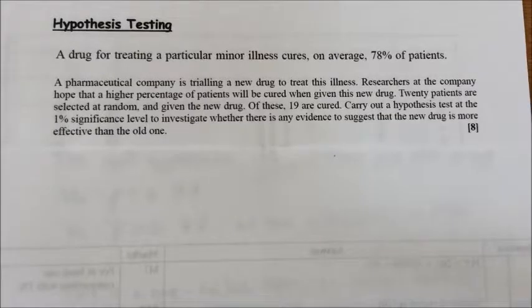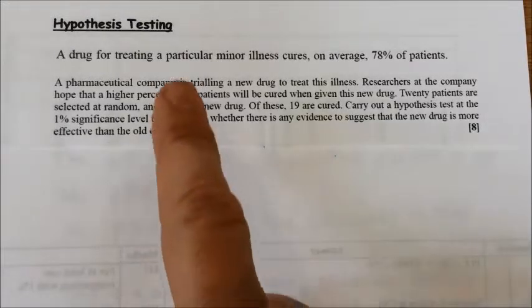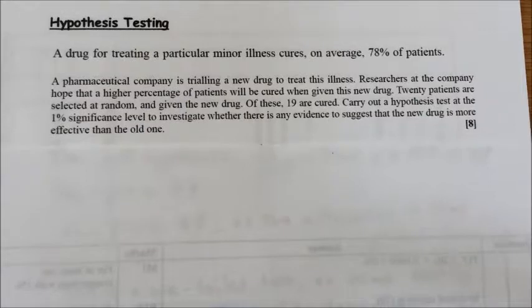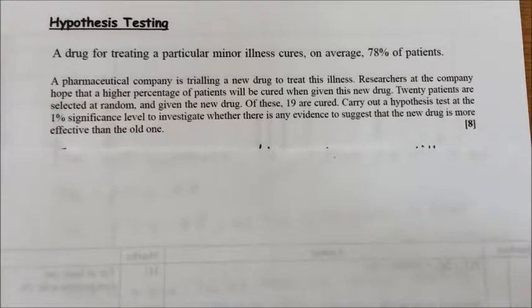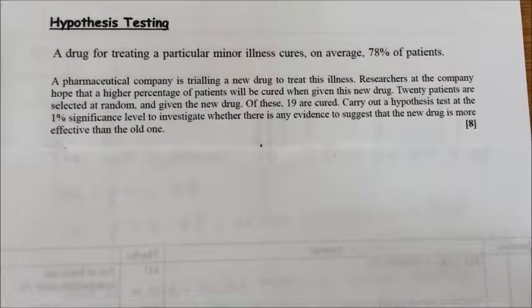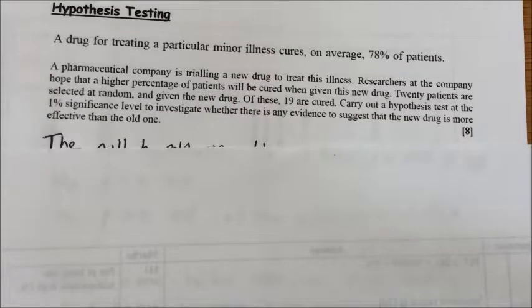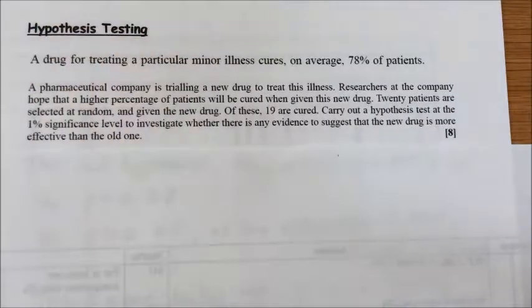Okay, hypothesis testing of a binomial distribution. We're told at the top that the chance of the drug treating an illness is 78%, or 0.78. We're then given some information to test, where they think that a higher percentage of patients will be cured with a new test, where out of 20 patients, 19 are cured. Then it says carry out a hypothesis test at a 1% significance level.